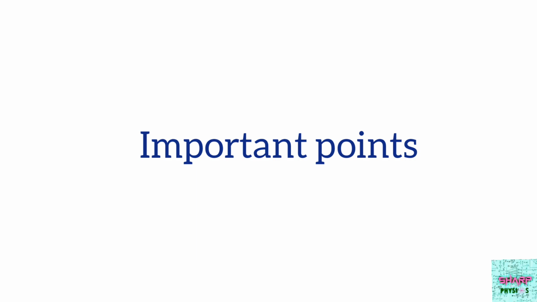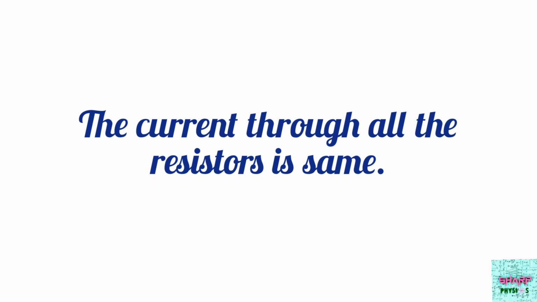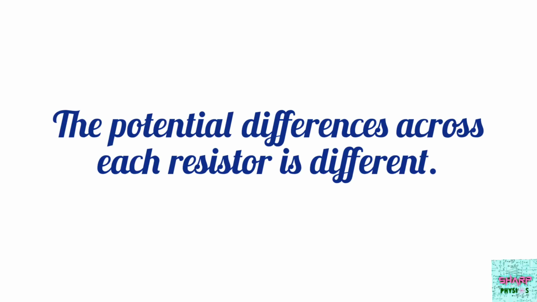Here you can see some important points regarding series combination of resistors. First point, the equivalent resistance is equal to the sum of all the individual resistances. Second point, the current through all the resistors is the same. Third point, the potential difference across each resistor is different.